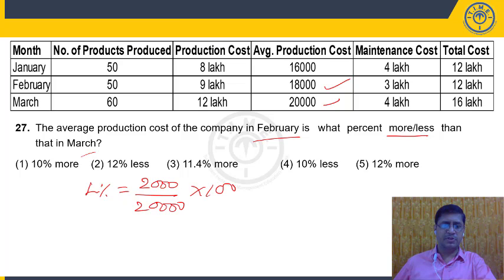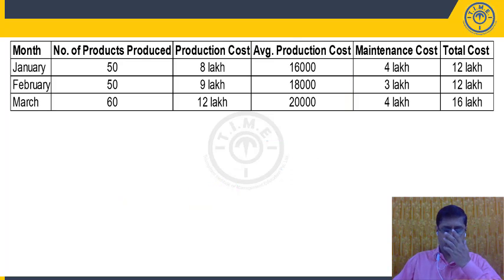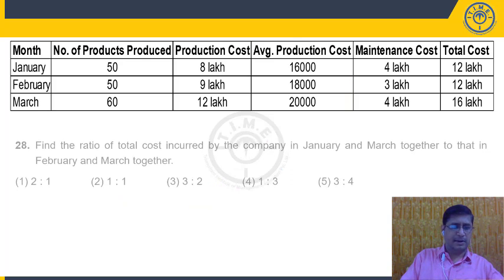So what is the percentage? Into 100. 2,000 here, of course 0 to 0 we can cancel. 2,000 gets cancelled. Remaining is 10% less. 10% less means the right choice, option 4 is the right choice. Choice 4 is the right choice. Now look at the next example on your screen.